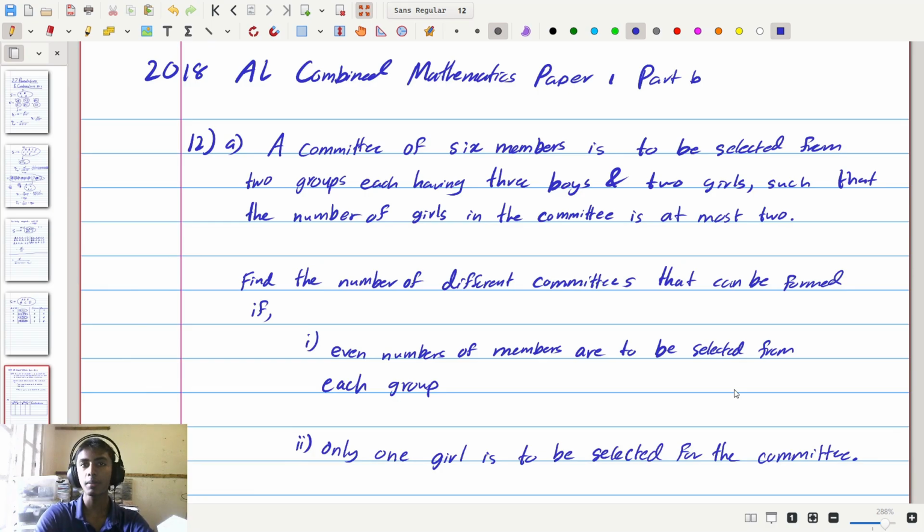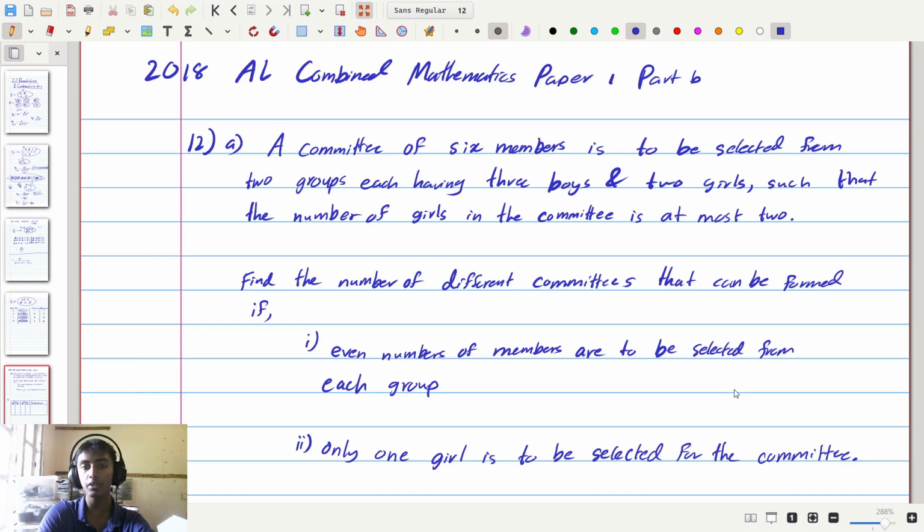It is question number 12A, and it says, a committee of 6 members is to be selected from 2 groups, each having 3 boys and 2 girls. So the groups have 5 total members each. And there are 2 groups, which means we're choosing these 6 people from a total of 10 people. And they say, such that the number of girls in the committee is at most 2. If the number of girls in the committee is at most 2, then it could be 2, it could also be 1, and it could even be 0.